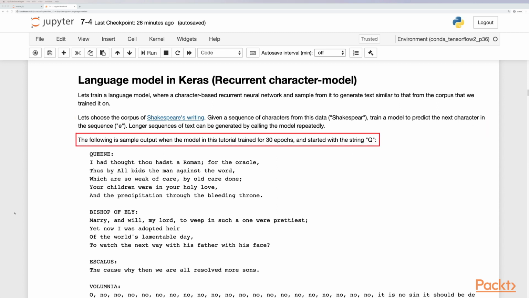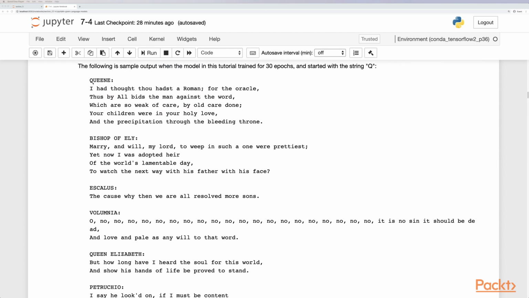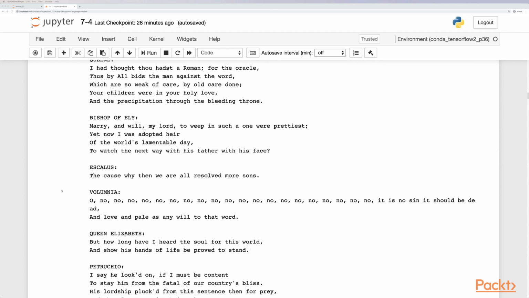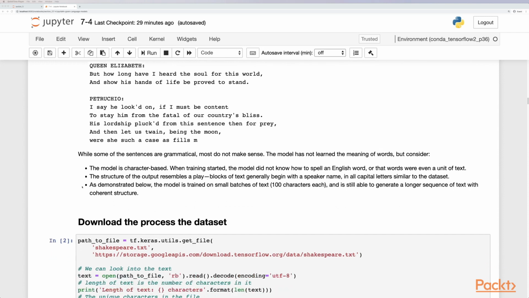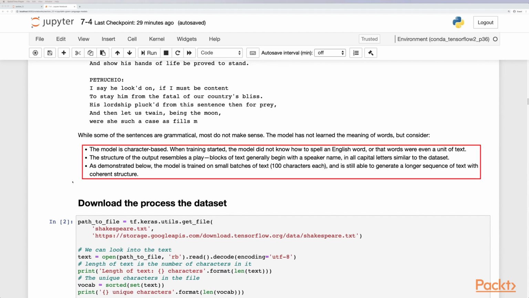The following is an example of the sample output when the model is trained in the tutorial for 30 epochs, starting with Q. So in this case, we input Q, and then it outputs the rest. We can see it's reasonably good Shakespearean-like text that has been generated. While some of the sentences are grammatical, most do not make sense. The model has not learned the meaning of words, but consider that the model is character-based. That is, when training started, the model did not know how to spell an English word or that words were even a unit of text.